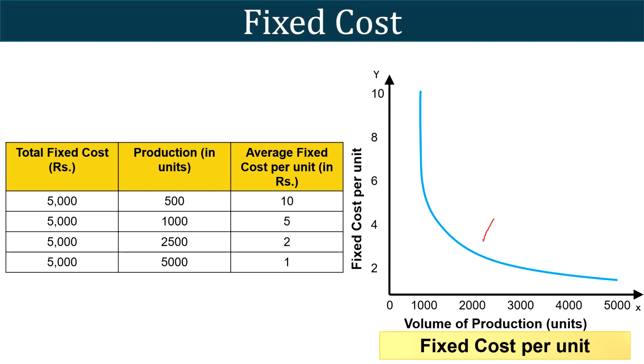Further, the line representing fixed cost per unit will not touch the x-axis because fixed cost per unit cannot be zero. Examples of fixed cost are expenditure on plant and machinery, rent of land and building, license fee, wages and salaries of permanent staff, insurance of factory building, etc.